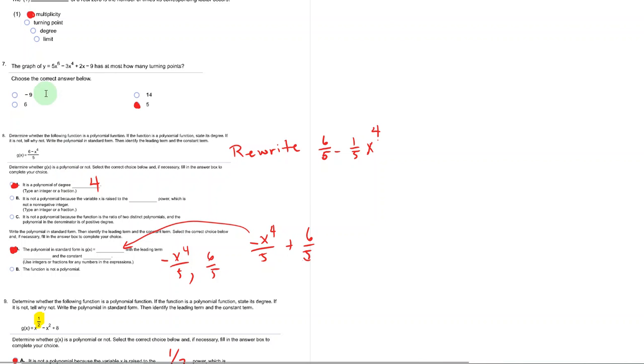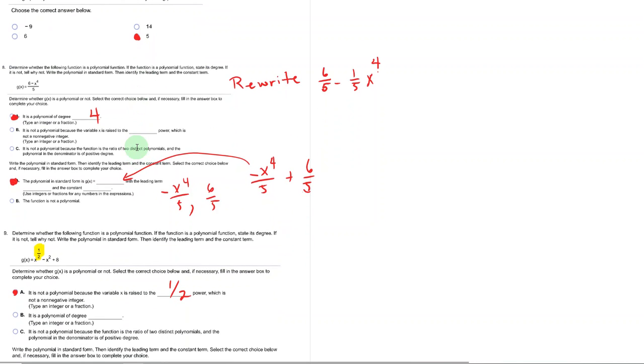All right, number 7, the graph of 5x to the 6th minus 3x to the 4th plus 2x minus 9 has at most how many turning points? Remember, the degree is 6. The turning points are 1 less than that. So we have 5. Number 8, tell whether this is polynomial. So if you want to look at it better, I think, if you rewrite it into parts. So this could be 6 over 5 minus 1 over 5 x to the 4th. So there's no problem with the exponent there at all. It is a polynomial of degree 4.